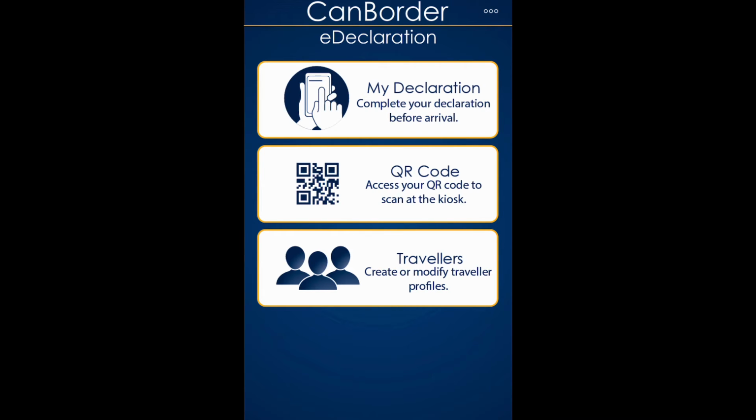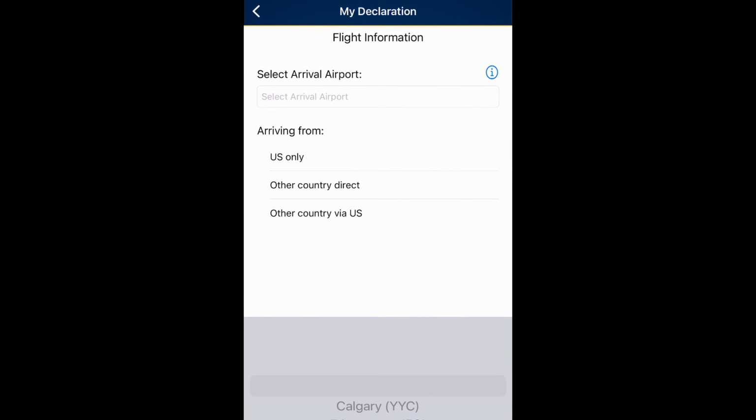Now my declaration: complete your declaration before arrival. You can add more traveler profiles if you want, but let's say this guy is traveling alone, so he clicks on him. Arrival airport. This facility is available at the moment at these airports in Canada. So let's say this guy is coming to Pearson. The options are arriving from US only, other country direct, other country via. So let's say this guy is traveling from India.